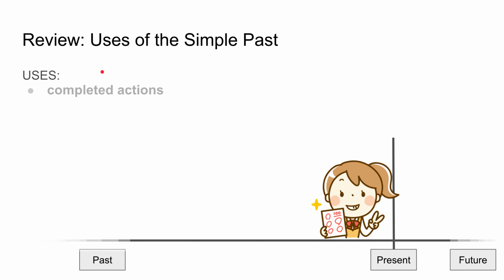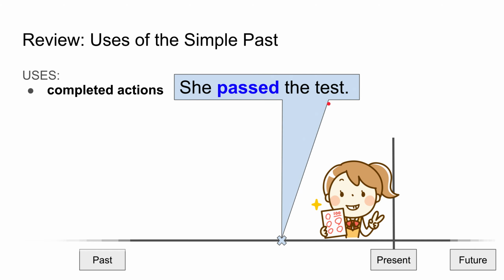Now, let's review some of the uses of the simple past. The first use is for completed actions. These are actions that were completed in the past, before the present. For example, she passed a test. This action was completed before the present, in the past.